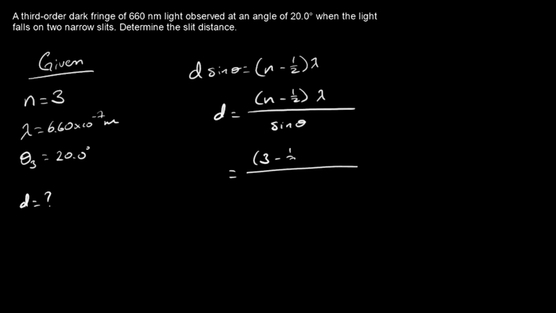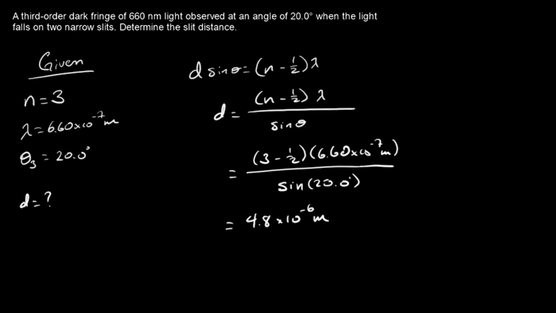So 3 minus a half, the lambda value is 6.60 times 10 to the negative 7 meters, and sine of 20.0 degrees. Your calculator will probably give you an answer in scientific notation, 4.8 times 10 to the negative 6 meters. That answer is fine, but it's a little more useful to put it in a better unit. Micrometers is a common unit, so we would have 4.8 micrometers.